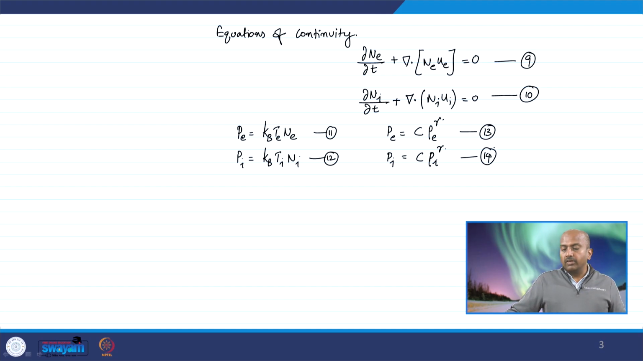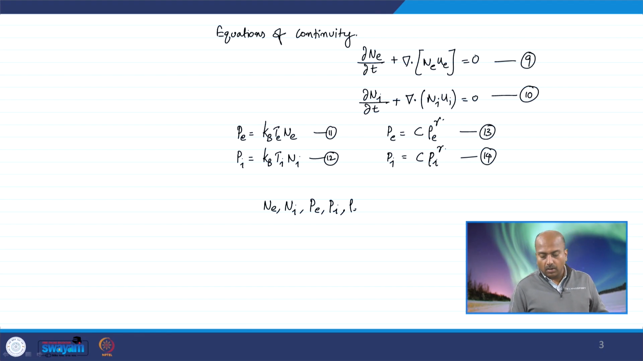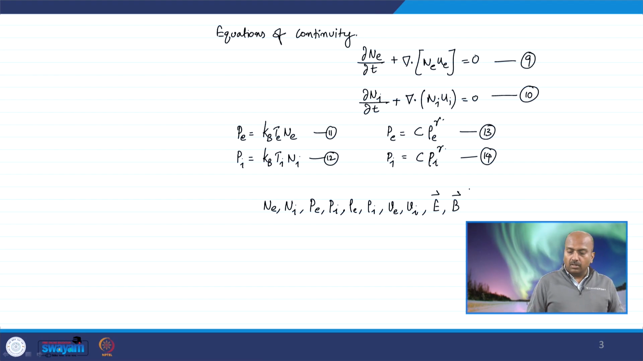Now, let us look at all the variables which have appeared in these equations. Variables which are Ne, number of electrons per unit volume, Ni, number of ions per unit volume, Pe, the pressure of electron, Pi, the pressure of ion, rho e, rho i, Ve, Vi, the electric field, the magnetic field. Right. So, this many variables are there.